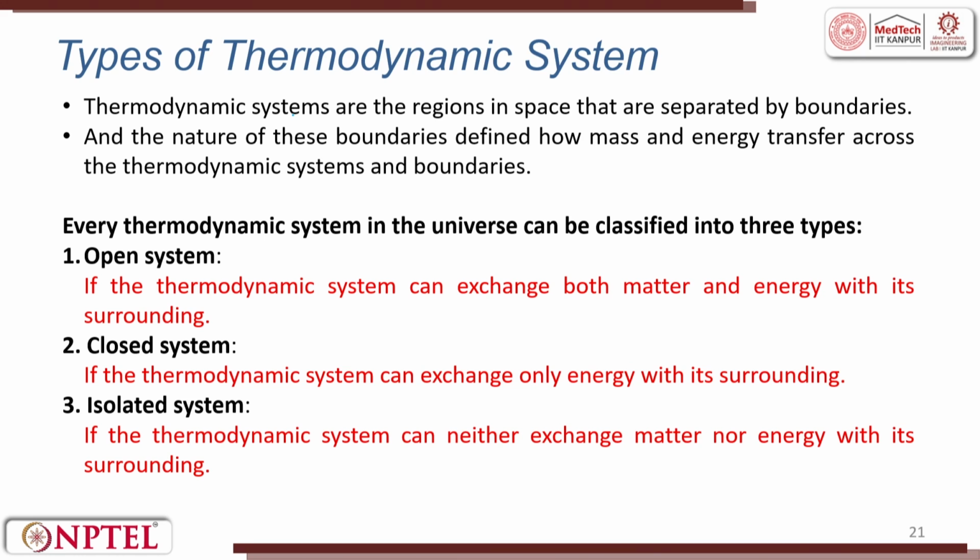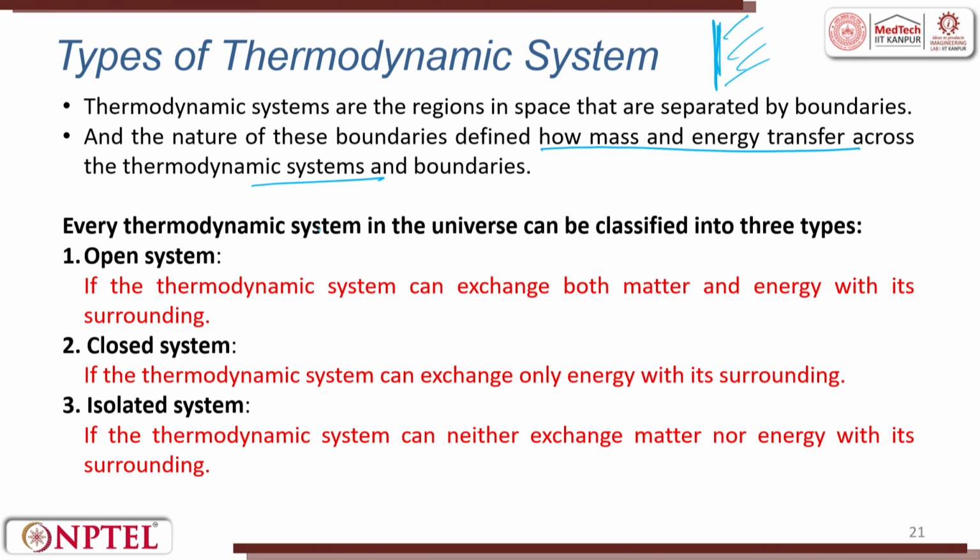So the thermodynamic systems are the region in space that are separated by boundaries, which we have clearly established. Again here, boundaries, four different types. And the nature of these boundaries define how mass and energy transfer across the thermodynamic system and the boundary happens. The boundary is the separation between the system and the surrounding. So now the nature of the boundary defines how heat and mass transfer, mass and energy transfer happens between the system and the surrounding.